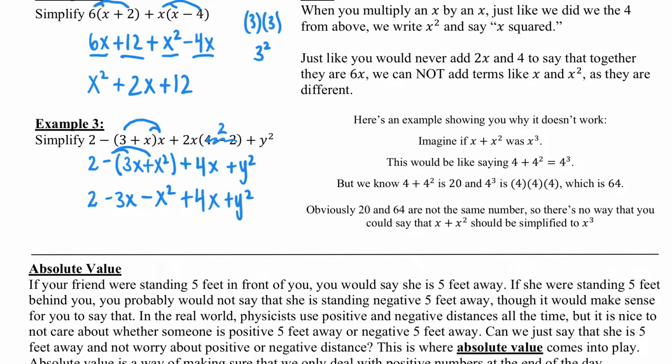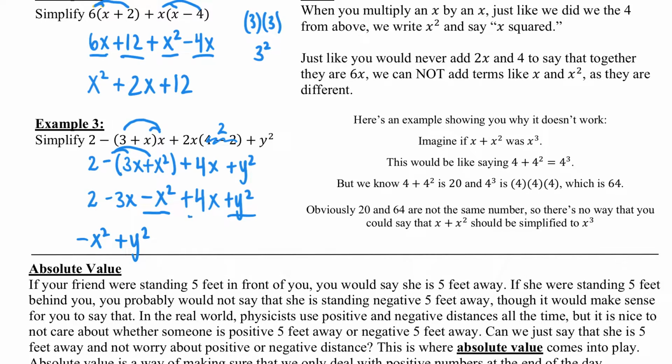Okay, so now we've got this, and if we can do addition and subtraction, I'm going to start to look for like terms here, because at this point I've got pretty much everything multiplied out. Again, I'm going to look for any x squared terms or y squared terms and write those first. It doesn't really matter which one you put first, so I'm just going to do x squared, because x comes first in the alphabet. So negative x squared plus y squared.